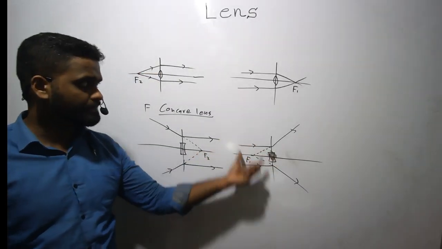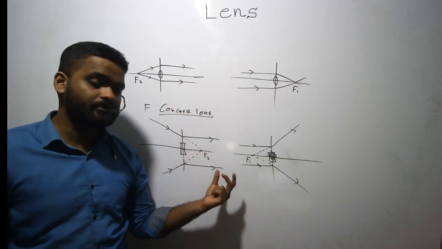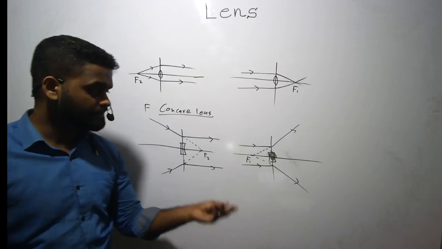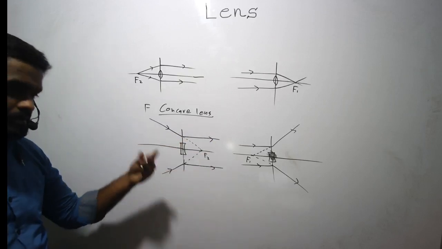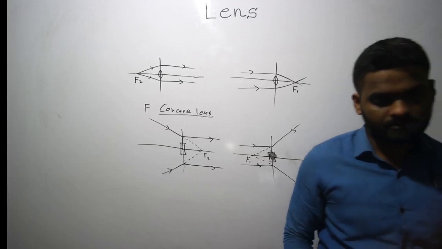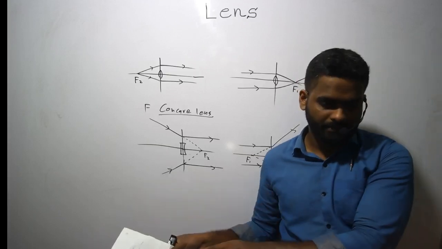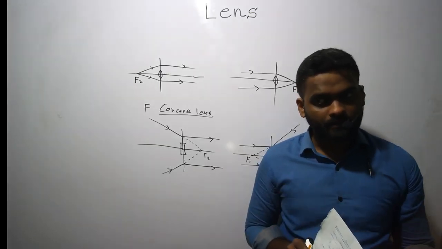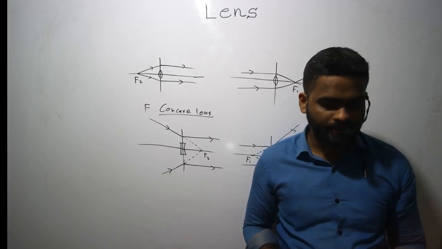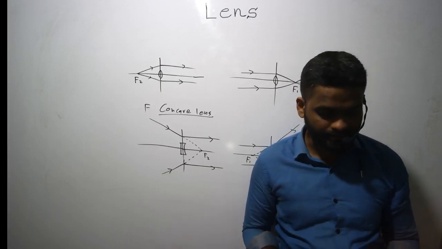So in both cases, to identify the primary focus, we have to send a parallel beam. To get the secondary focus, the rule is that after refraction, the rays have to become parallel. So you have to clearly understand those differences.